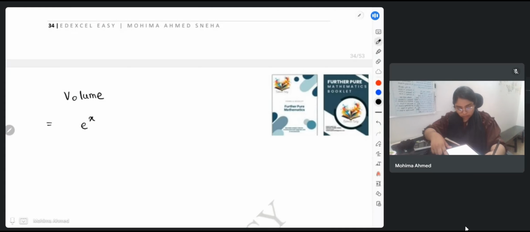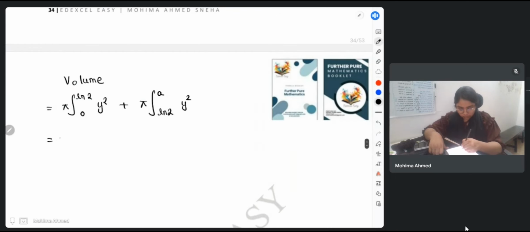Yeah, e power, sorry, I think I should write it like this: pi, ln 2 to 0, right? For section 1, it was actually bounded between 0 and ln 2. So these are the boundaries, and you have y squared. Then this should be added with pi, a to ln 2, and then again y squared. They have different values for y squared, obviously.